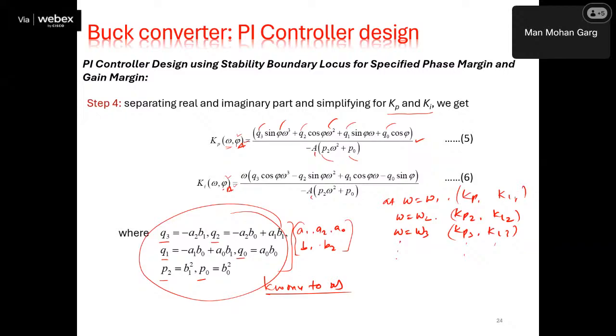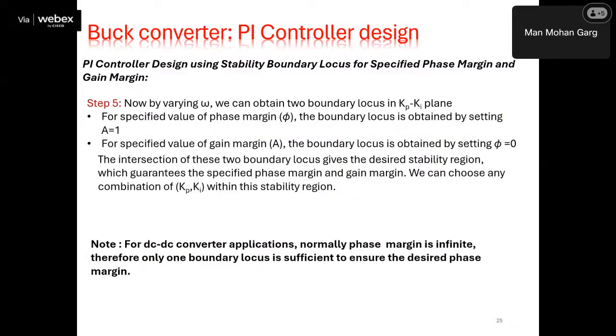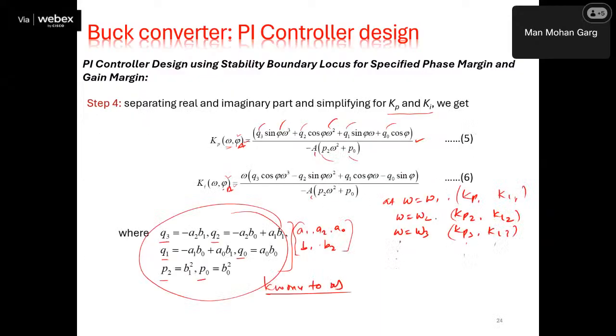Okay. And you all know that this A and phi will not appear together. Whenever we put phi equal to 0, then A will exist, right? And for the simplification, we have considered them together. But whenever phi is 0, then only A will be there. And whenever A is 1, then only phi will be there.